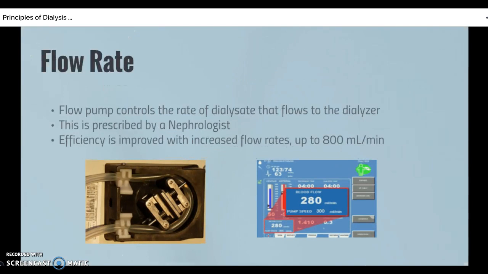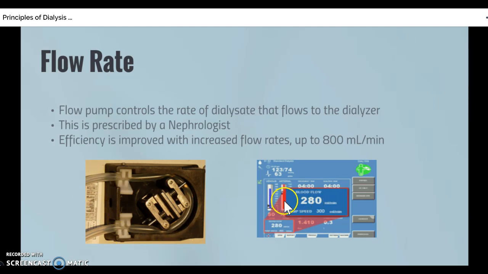Okay, flow rate has to do with the machine itself. This is going to be a flow pump that controls the rate of dialysate that's flowing to the dialyzer, again prescribed by a nephrologist. And the efficiency is improved with increased flow rates up to 800 milliliters per minute. So what this is showing here is actually a blood pump, which is going to be turning continuously, moving the blood through these tubings.